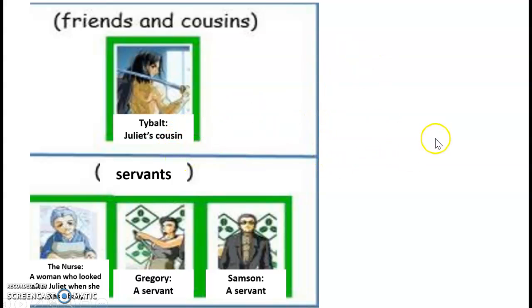And then down here at the bottom, because they have a lot of money and they have a large house, they do have servants. So the nurse is a key character because she is the woman who looked after Juliet when she was a baby. She is also a confidant, a person that Juliet confides in. And then we have Gregory and Samson. They're two servants that become a prominent part of the conflict. So once again, you should have paused and filled in these pieces of information right there on your chart.